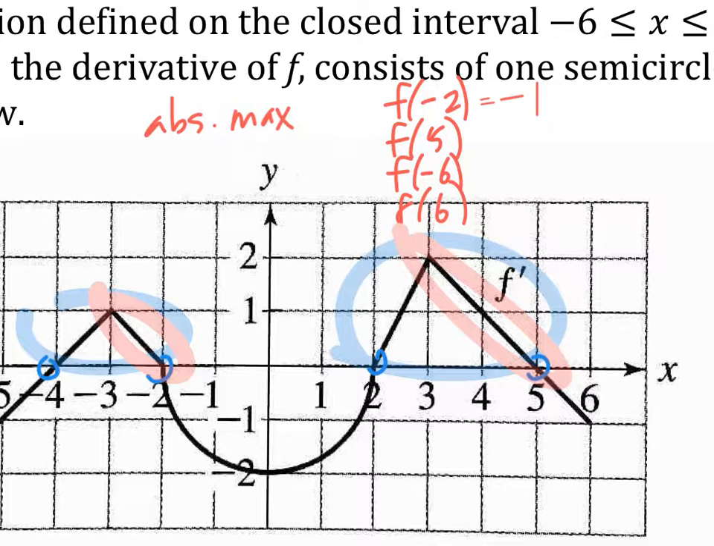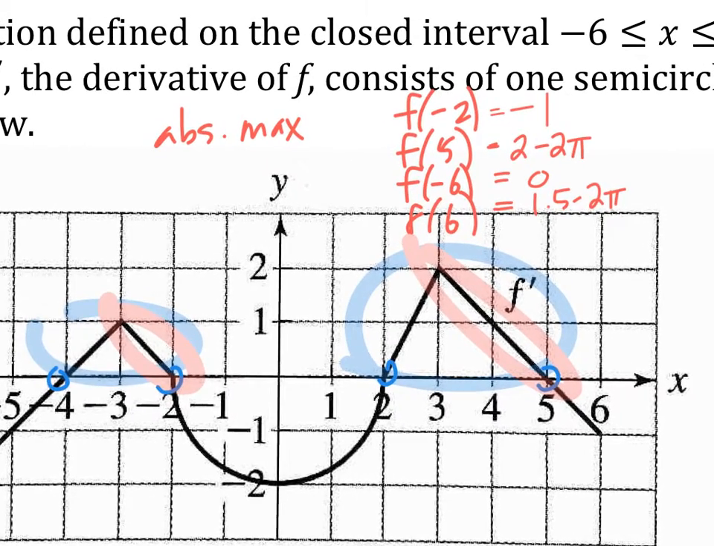This is like a mostly negative graph, huh? Oh, okay. So 2 minus 2 pi. Oh, yeah. Yes. Okay, -6. -6 has to be 0. 6. 1.5 minus 2 pi. Okay, so the question was, which one's the relative max?